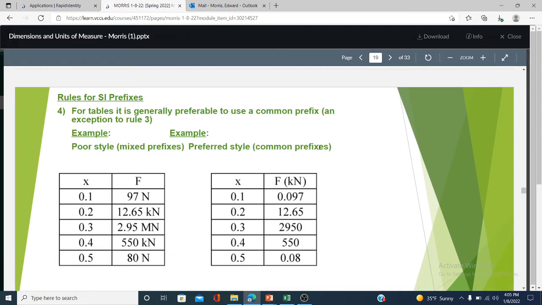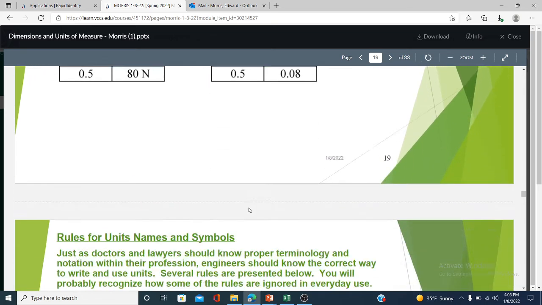When you're making a table of values, for example, you want to keep all your units consistent. Notice this is newtons, this is kilonewtons. A better way to lay this out is to make everything in kilonewtons, okay? So notice, again, this is newtons, kilonewtons, meganewtons, right? So it's best just to put it all in kilonewtons.